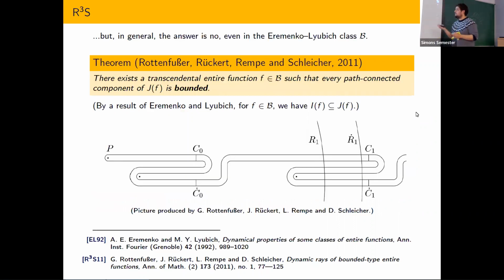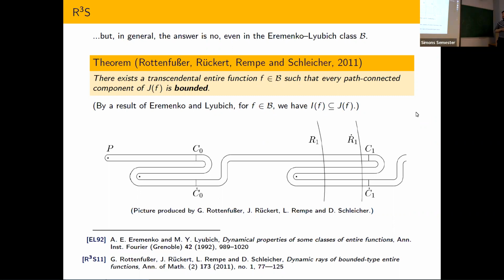On the other hand, they also gave this counterexample that Andrew was talking about. So their counterexample is a function in the class P, and they prove in the original theorem that the components of the Julia set are all bounded. Now, for functions in the class B, it follows from a result of Eremenko and Lewis that the escaping set is a subset of the Julia set. So in particular, the path connected components of the escaping set for this function are also bounded.